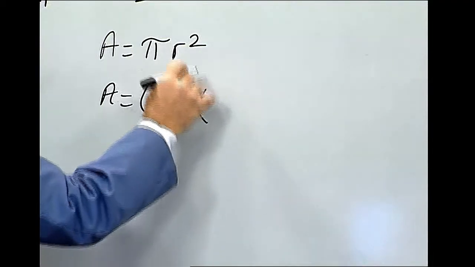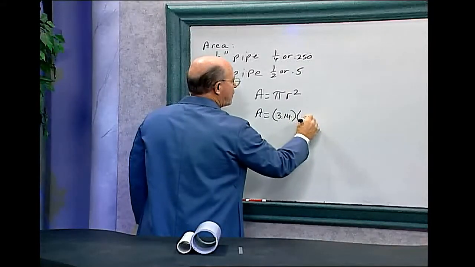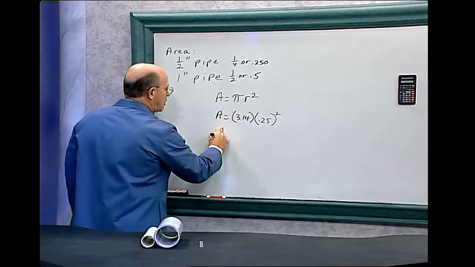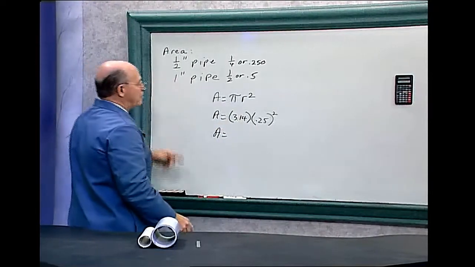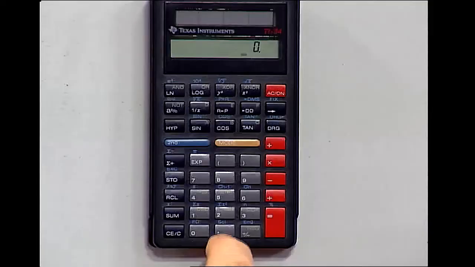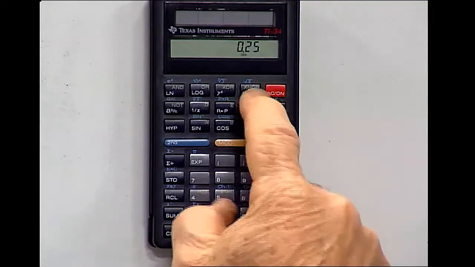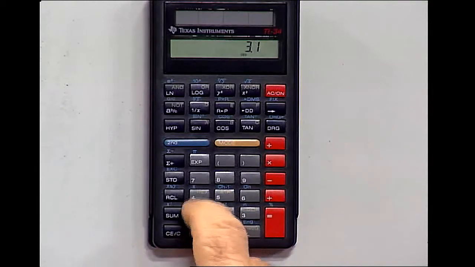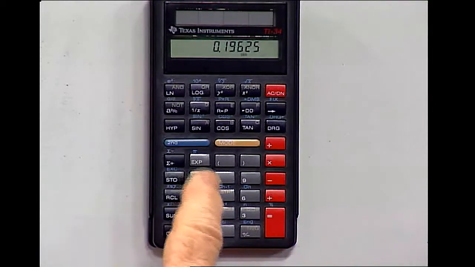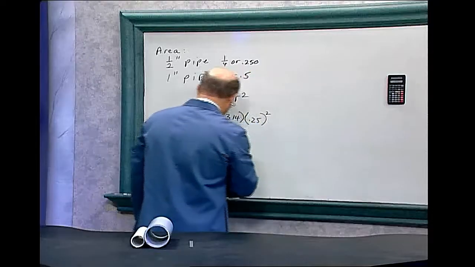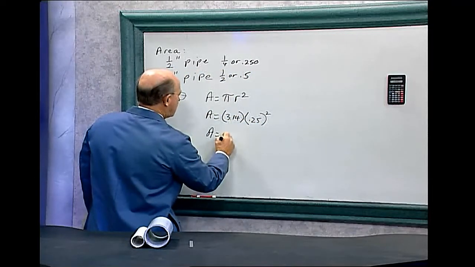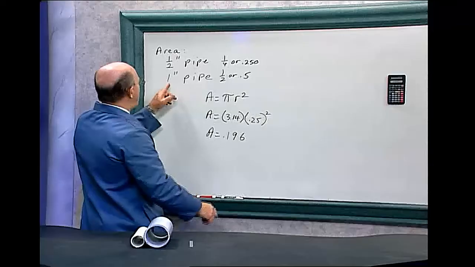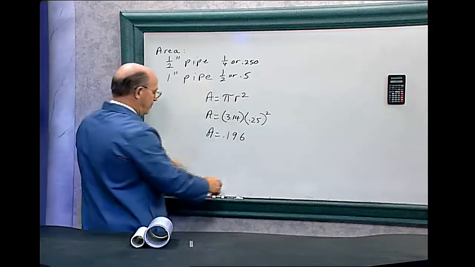3.14 times the radius, which is 0.25. You don't have to bring in the 0. And then we'll find the area for the 1/2 inch pipe. So it's 0.25, and we'll just do x squared, times 3.14 equals 0.196. We'll just round it. That area is 0.196.